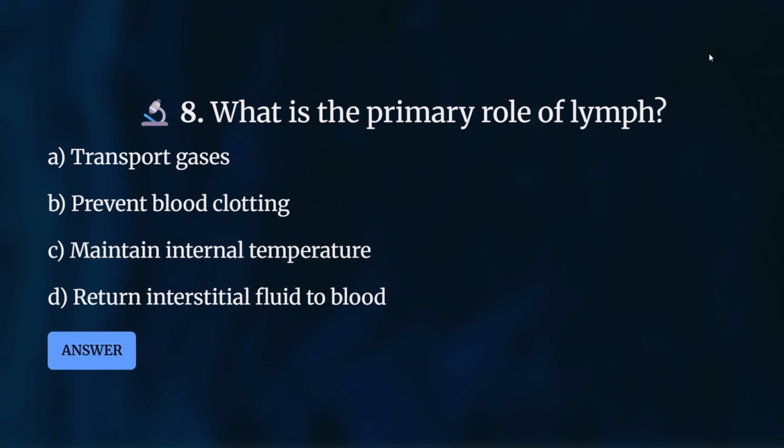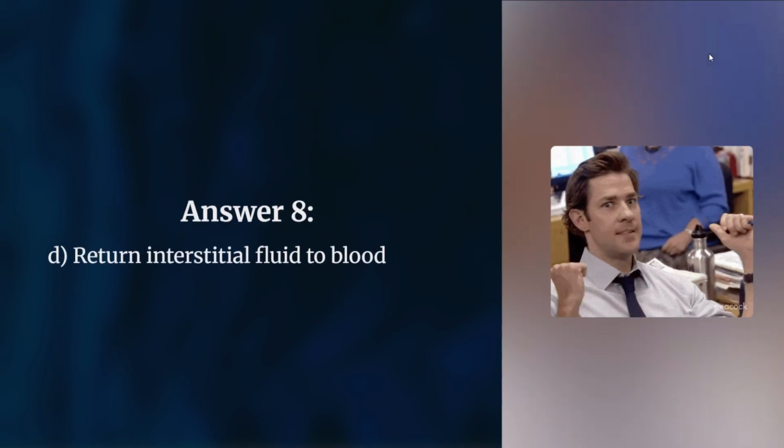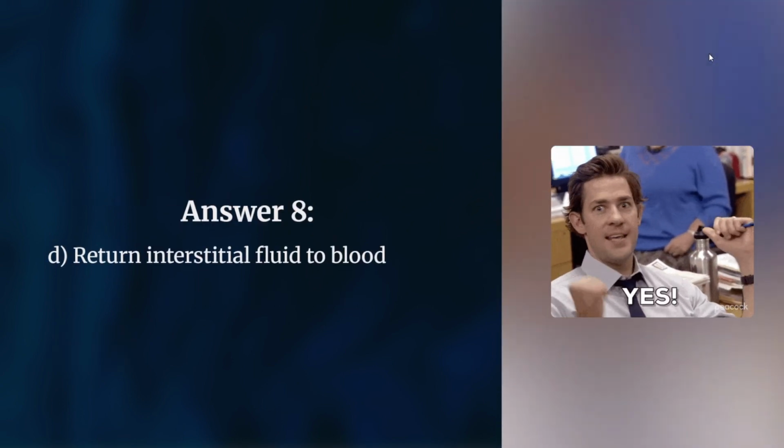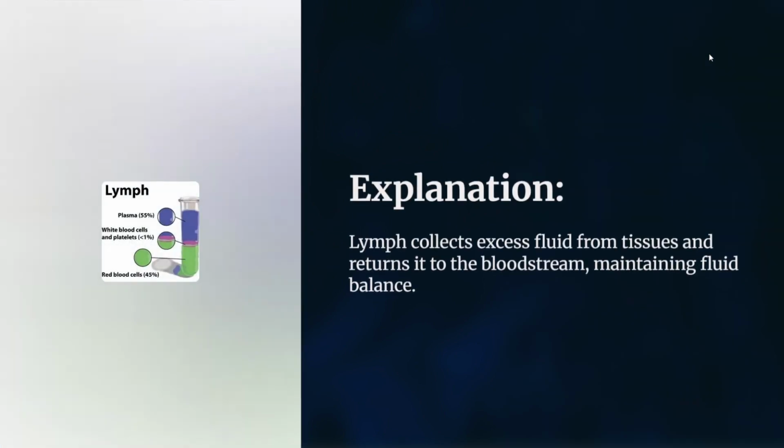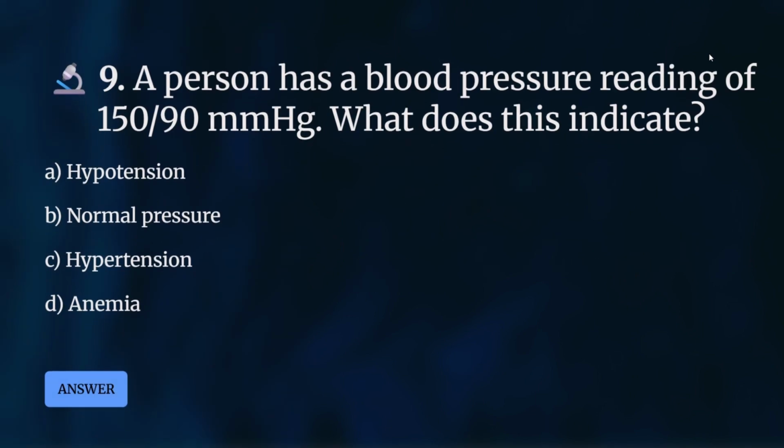Question number 8. What is the primary role of lymph? Options are A. Transport gases, B. Prevent blood clotting, C. Maintain internal temperature, or D. Return interstitial fluid to blood. And the main role of lymph is to return interstitial fluid to blood. Lymph collects excess fluid from tissues and returns it to the bloodstream, maintaining fluid balance.